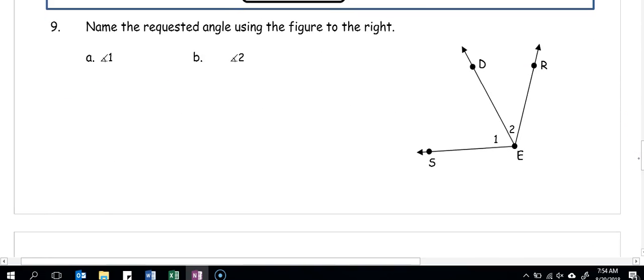Name the requested angle looking at the figure to the right. So angle 1 is this angle here. Remember, we can't name it angle E because there's too many angles happening. If I say angle E, everyone doesn't know which angle. We're not on the same page. So I have to use 3 letters, so I can name it angle SED, or I can name it angle DES. Order doesn't matter as long as the vertex is in the middle. Our other angle, angle 2, we can name it angle DER, or we can name it angle RED.